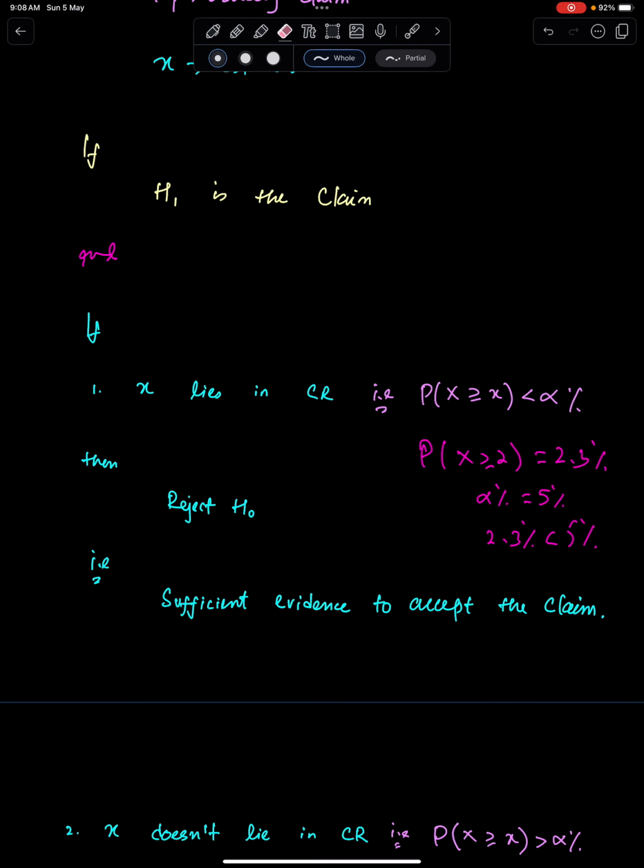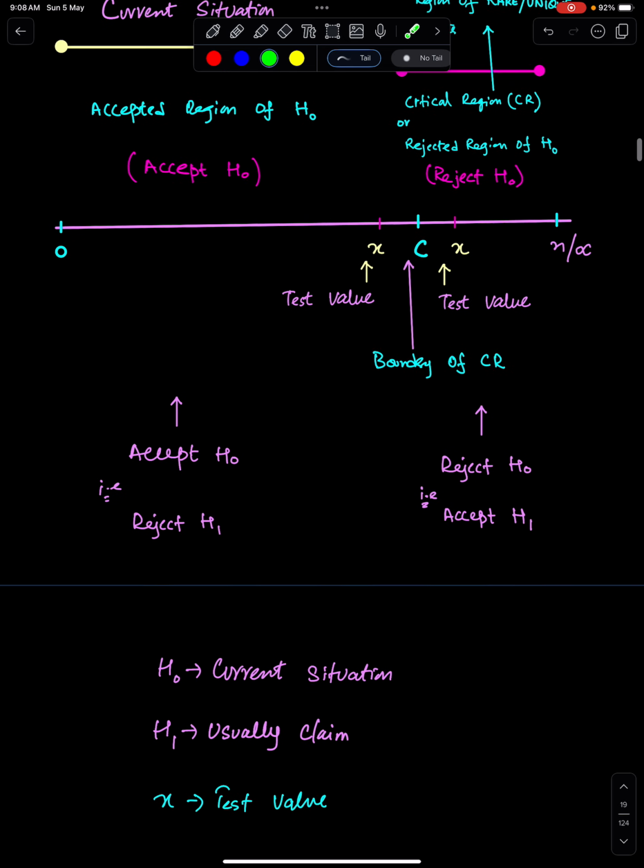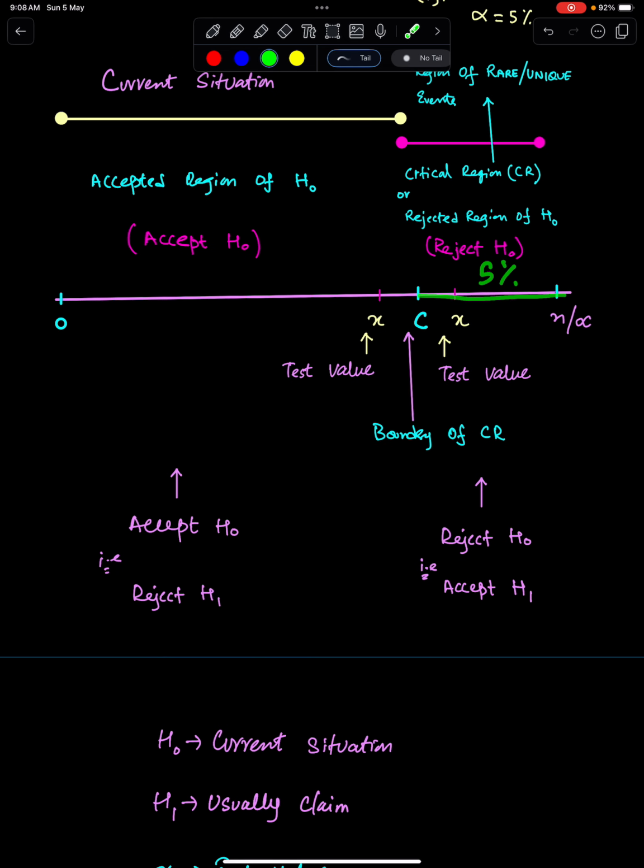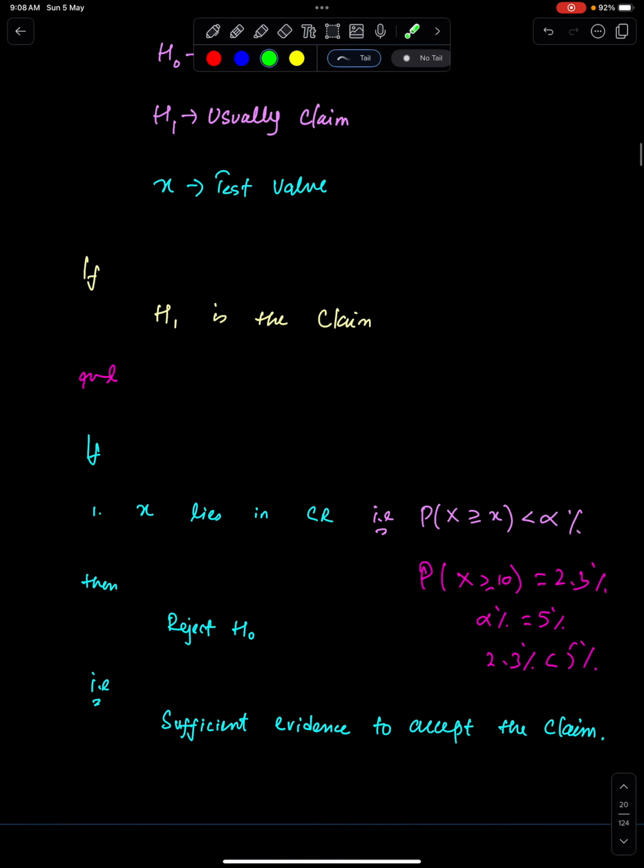Let's suppose we have x is 10 and this probability is 2.3%, and alpha is 5%. So see, 2.3% is less than 5%. So x is in the critical region. This is 5% and this is 2.3%. So 10 lies in the critical region, so reject H0. So if x lies in the critical region, meaning the probability of the test value is less than alpha percent, then always reject H0 and write sufficient evidence to accept the claim.